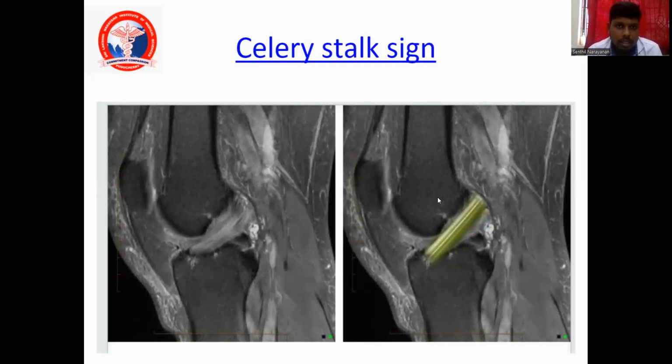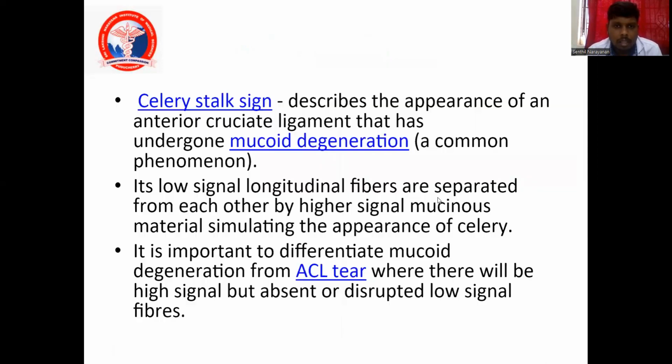The other one is the celery stalk sign of the ACL. The celery stalk sign describes the appearance of an anterior cruciate ligament that has undergone mucoid degeneration, a common phenomenon. Low signal longitudinal fibers are separated from each other by higher signal mucinous material, simulating the appearance of celery. It is important to differentiate mucoid degeneration from ACL tear, where there will be high signal but absent or disrupted low signal fibers.